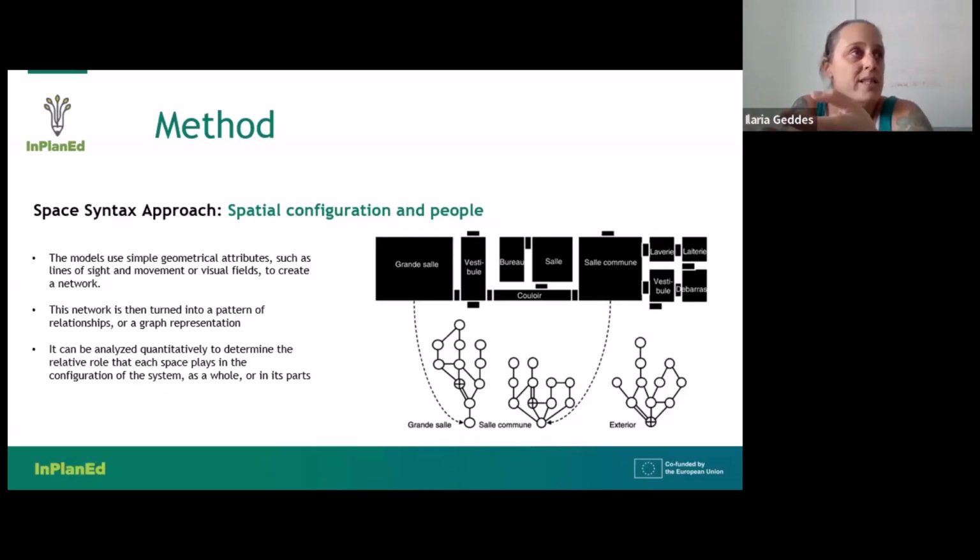Now, these are then measured quantitatively. They give a value to every node in this graph, and they measure different things. Most of these measures are based on the depth of spaces, so how far things are from each other, depending on where you are.